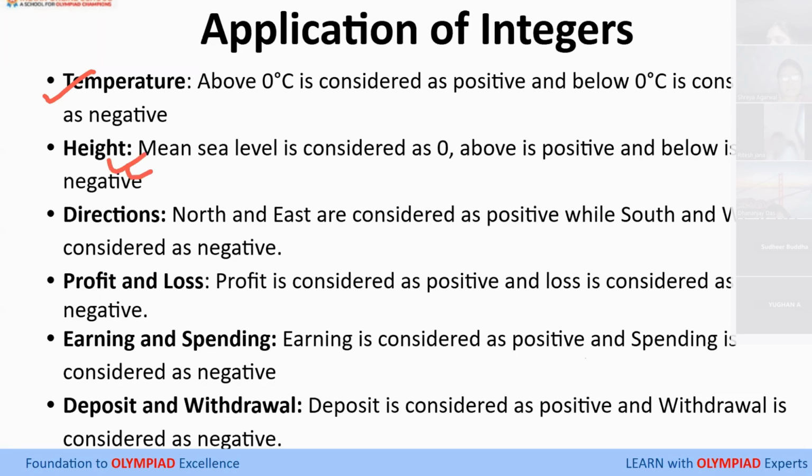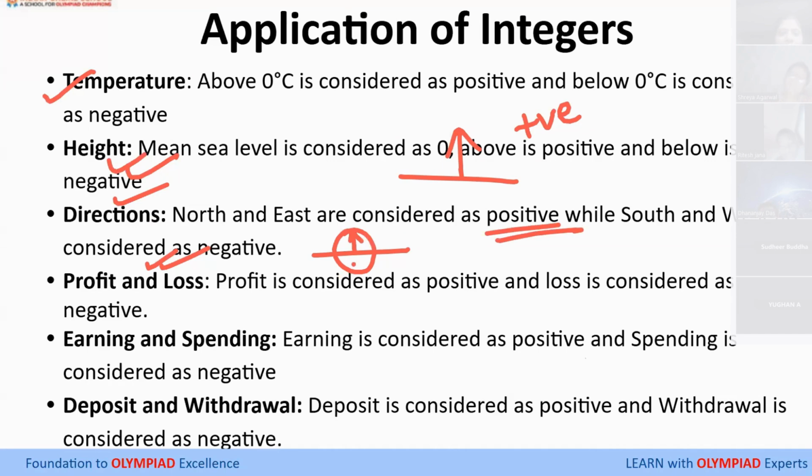Similarly with height. The sea level is the zero. The sea level is the origin. The more you go upwards towards the sky, it's a positive integer because you're going upwards. The more you go underwater, you're going downwards. So that's a negative integer. Similarly, directions. This might be a part of your social studies or geography. The earth is divided into two hemispheres by the equator, isn't it? So the more you go upwards towards the northern pole in the northern hemisphere, it's a positive thing. Further, when you're coming downwards towards the southern pole, it's a negative integer.